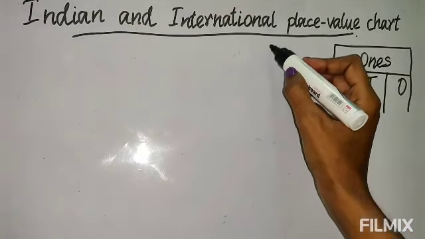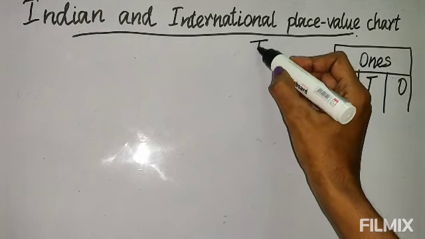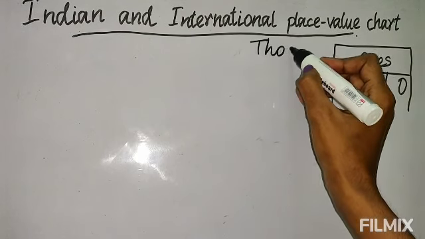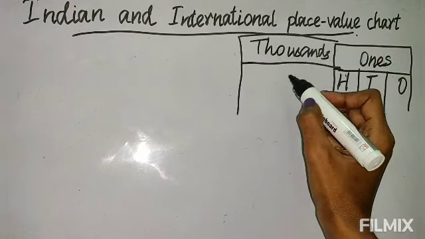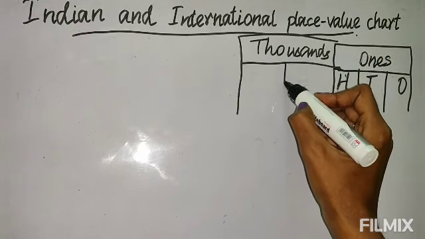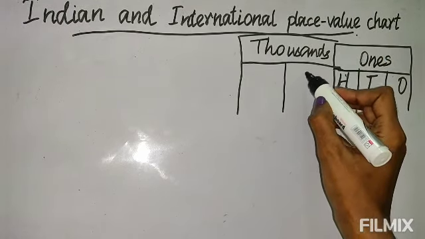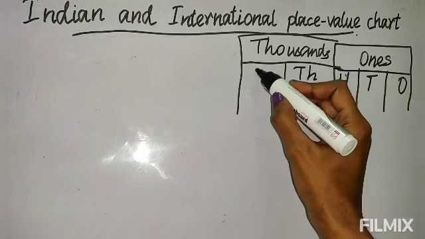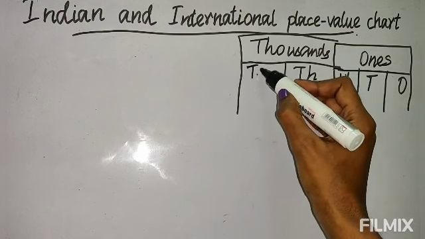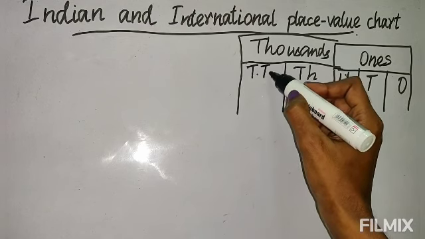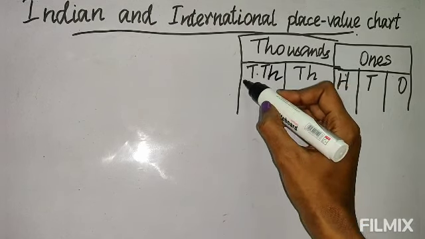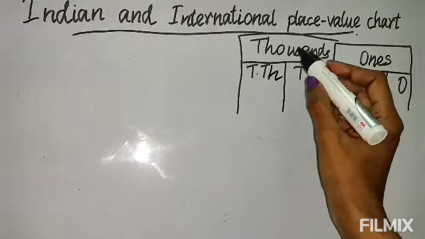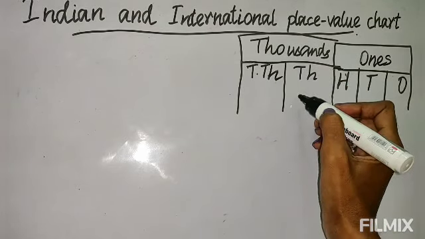Then next comes the thousands period. I think you remember, the next period is the thousand period. In the thousand period there are only two places. That is 1000, we just say 1000. And the next one is 10,000. I have written the short form. So these two places are there in the thousand period.